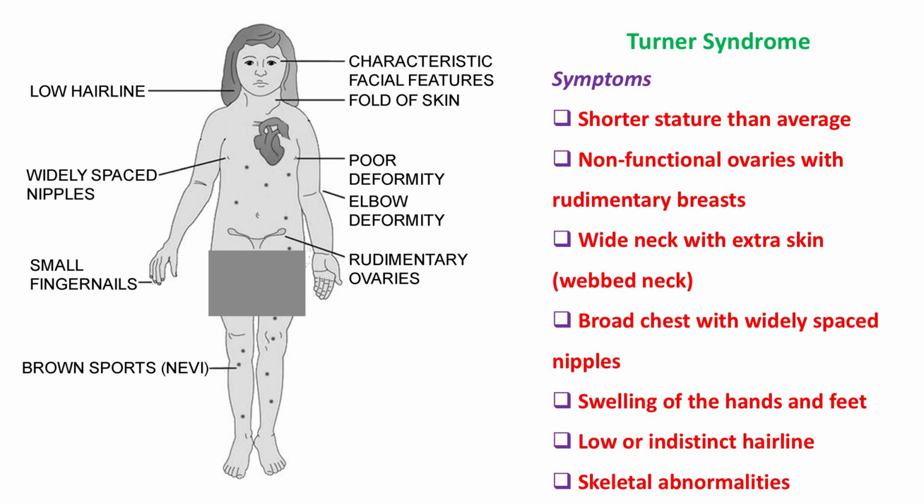Now let's discuss what are the different symptoms of Turner syndrome. Short stature than average, that means restricted growth is there because of deficiency of one X chromosome. Ovaries are non-functional, breast is rudimentary, wide neck with extra skin, broad chest with widely spaced nipples, swelling of hands and feet, low or indistinct hairline are the common features of a person suffering from Turner syndrome.